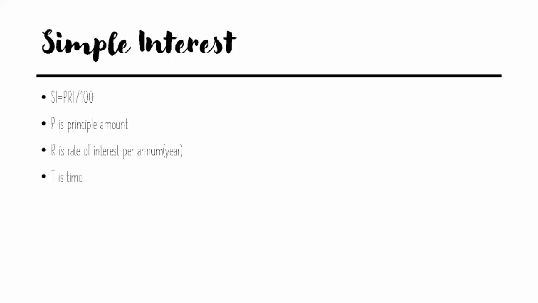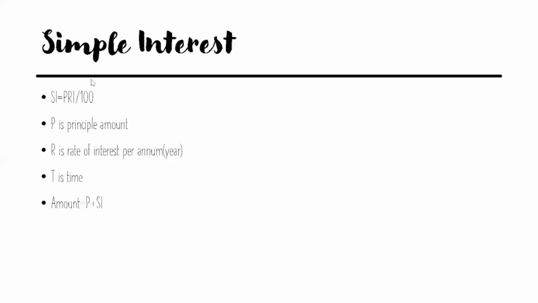And then T is time. So the time given for the time that the principal amount remains in the bank. That is also going to be in years. And if it isn't, you're going to convert the month into years. So 5 months will not convert to 0.5 because 0.5 year or half of a year is 6 months. We need to be careful about that.